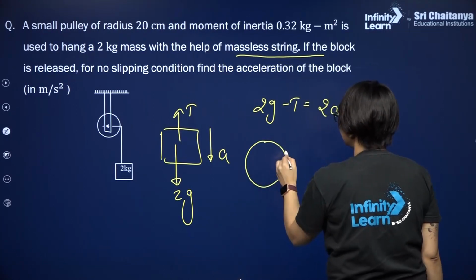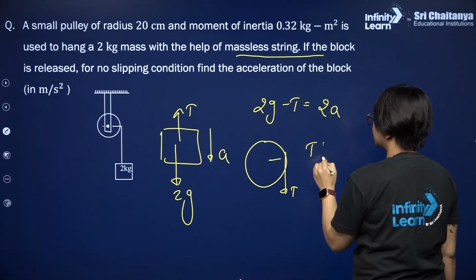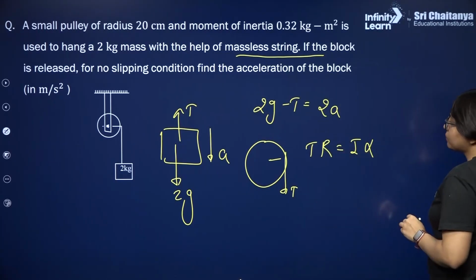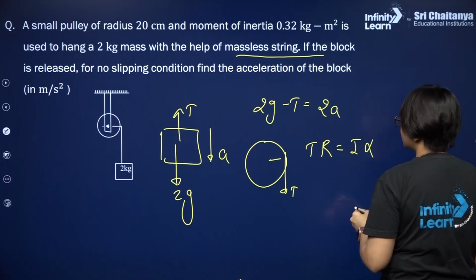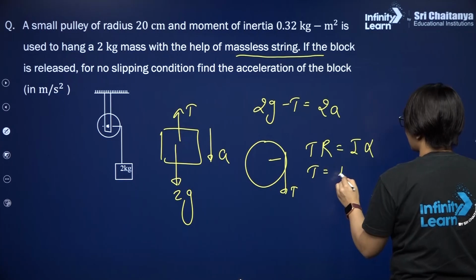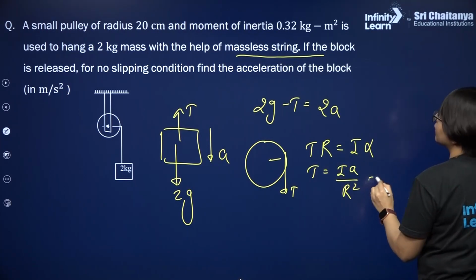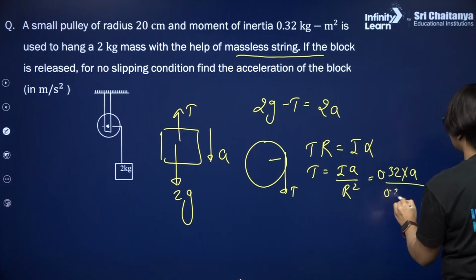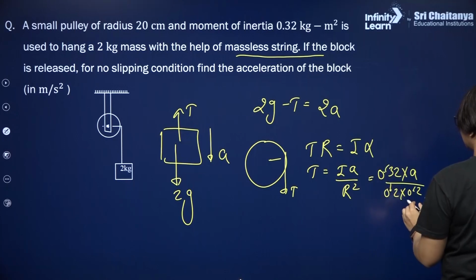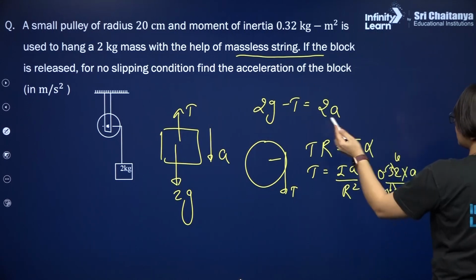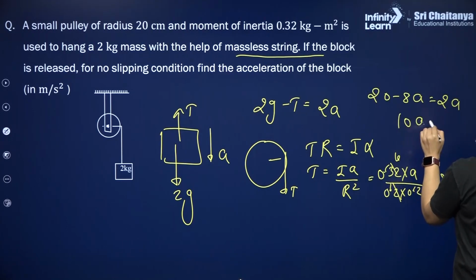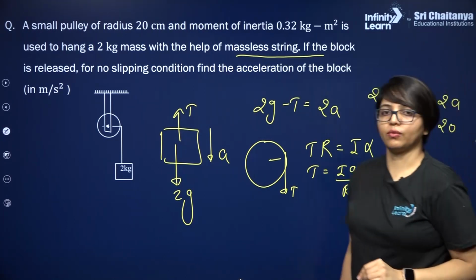So, for that we have pulley. Torque provided by the tension to the pulley is T into R, that is equal to I into alpha. Alpha is a upon R over here, right. So, in this case tension will be I a upon R square, that is 0.32 into a upon R square, R is 0.2 into 0.2, right. So, this will be 8a, tension is 8a. So, it is 20 minus 8a is equal to 2a. So, 10a is 20. So, a is 2 meter per second square.